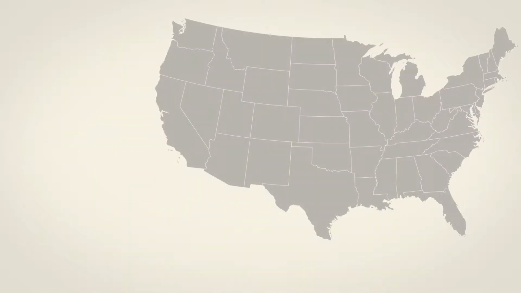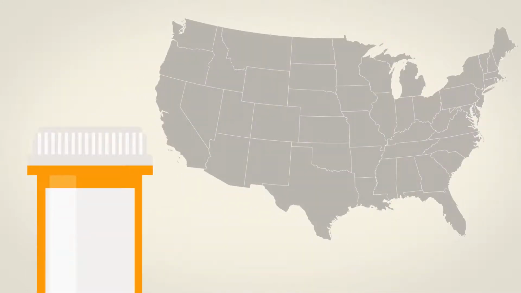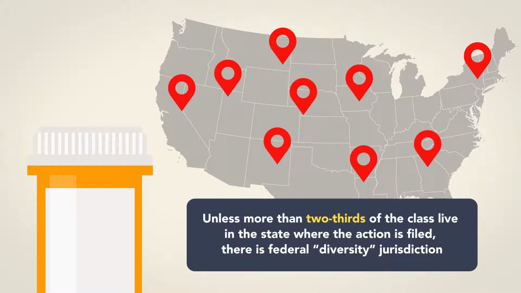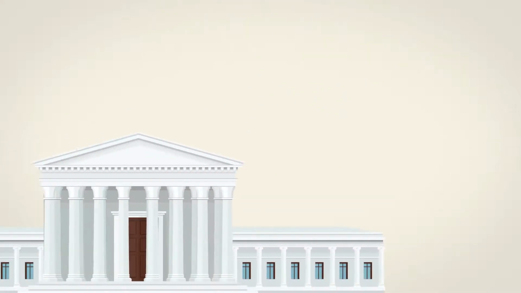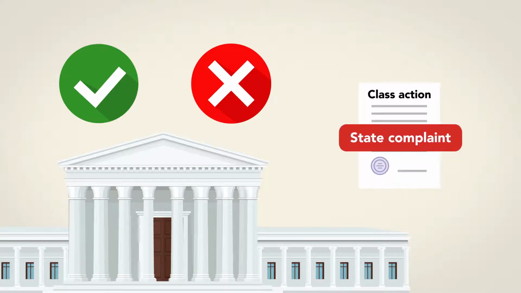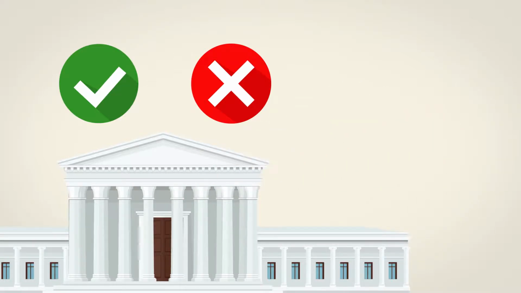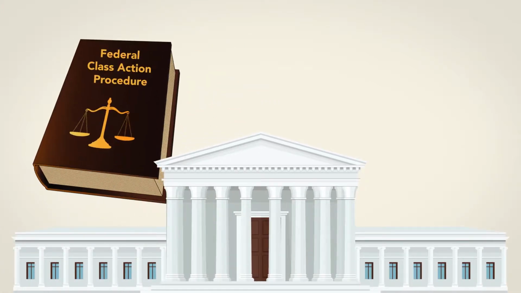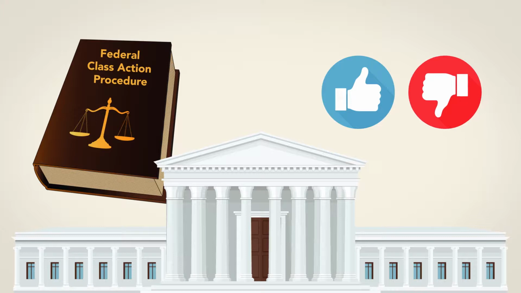For example, if the class action concerns the alleged harms caused by a medicine, then members of the injured class will usually live all over the country. Unless more than 2/3 of the class live in the state where the action is filed, there is federal diversity jurisdiction. The class need not be certified before the federal court takes jurisdiction over the action. A state complaint that is filed purporting to be a class action can be removed to federal court. Then the federal court can decide at leisure, under federal class action procedure, whether the class should be certified.